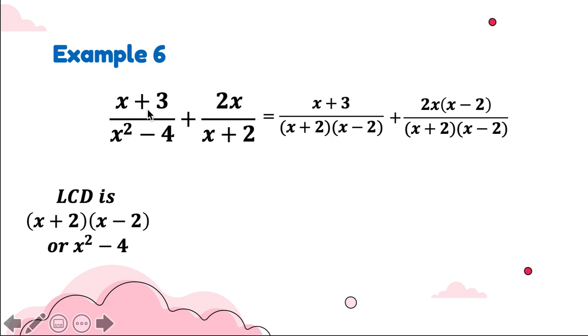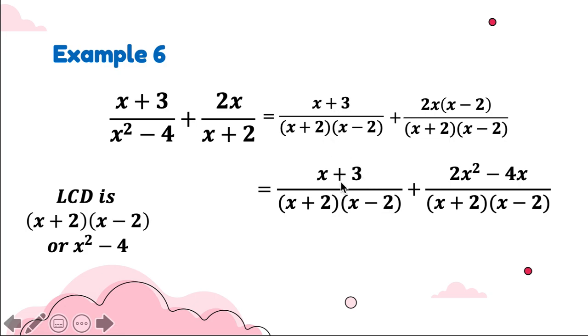So just copy the numerator, which is x plus 3. And then next, dividing this expression by x plus 2, the answer will be x minus 2. And then multiply it to the numerator. So simplify, just copy x plus 3 plus distribute 2x. So 2x times x will have 2x squared, minus 2x times 2 will have 4x. And then after that, combine similar terms.